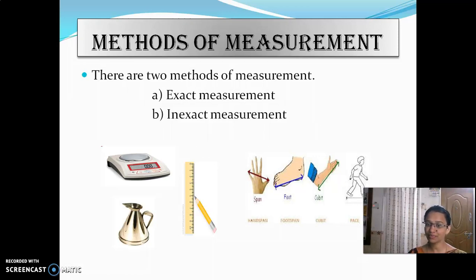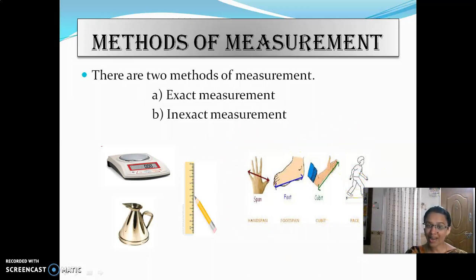Why, children? Why are these called inexact measurements? Yes. These may vary from person to person. If my hand span is this much, a person who is taller than me may have a greater span than my hand, and a person who is shorter than me will have a smaller hand span, smaller foot, everything. So this may change from person to person.